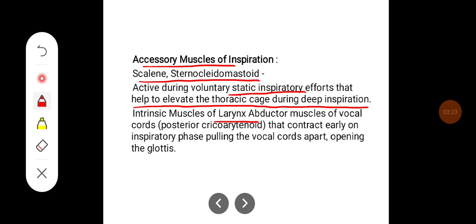Intrinsic muscles of larynx, the abductor muscles of vocal cords, which are posterior cricothyroid, contract early on in the inspiratory phase, pulling the vocal cords apart, opening the glottis.